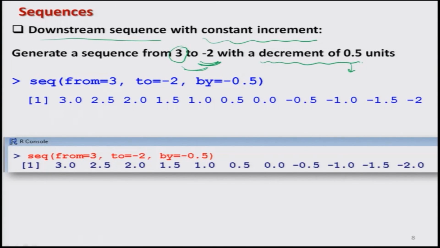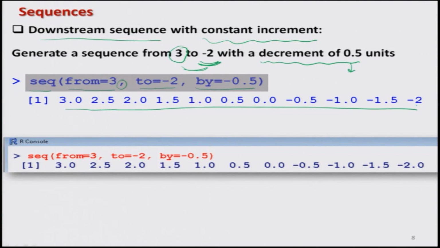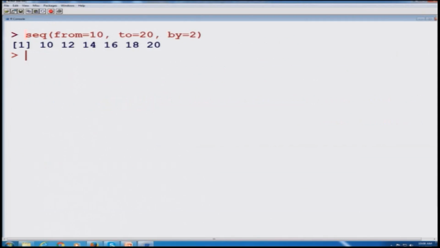So here I try to write down the same sequence from 3 to -2 separated by this comma, and then here I am trying to give a decrement. That is going to be a minus times increment, which is here minus 0.5, and as soon as you try to do it here, you get the same sequence. So let us try to do it here on the R console and see whether we are getting the same thing here.